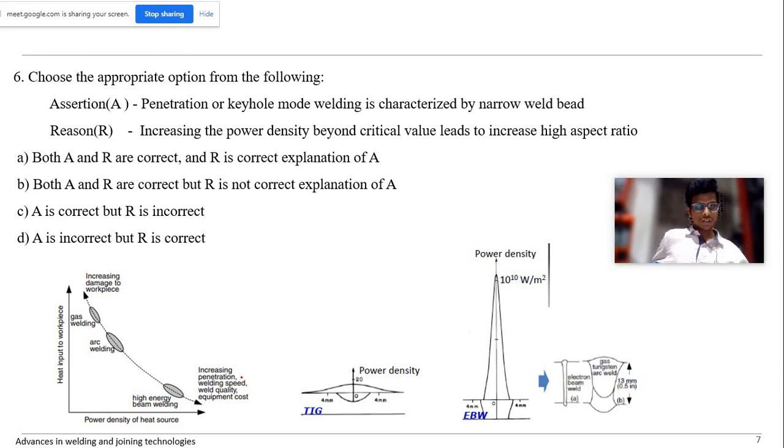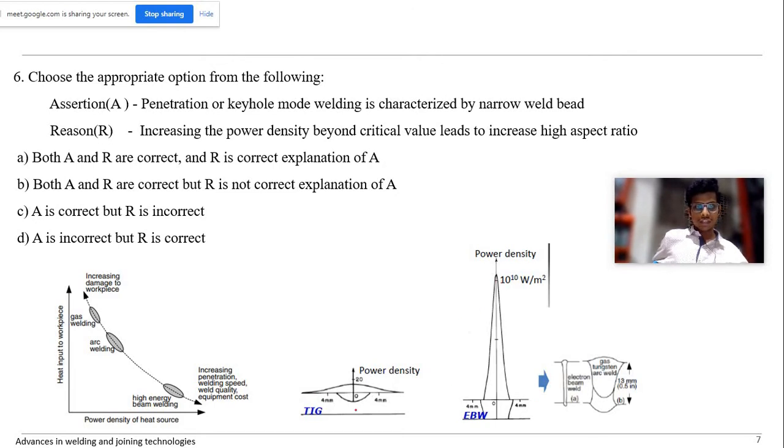So because of that, we know that penetration will increase, welding speed will increase, and welding quality will improve, in the sense that there is less damage and the heat affected zone will be less. But the equipment cost is more, as we know, for laser and electron beam. So if you consider only TIG and electron beam welding, this is the power density variation.